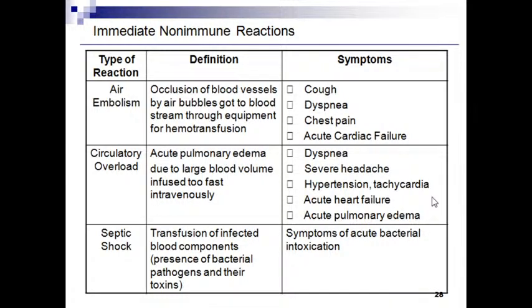Circulatory overload, the second type of reaction. This complication is acute pulmonary edema due to a large blood volume infused too fast, very fast, intravenously. So due to overloading of the patient's circulatory system, the patient manifests with dyspnea, severe headache, hypertension, tachycardia, and acute heart failure and pulmonary edema, a result of overloading of the right parts of the cardiovascular system.